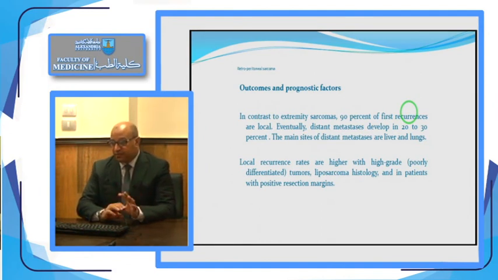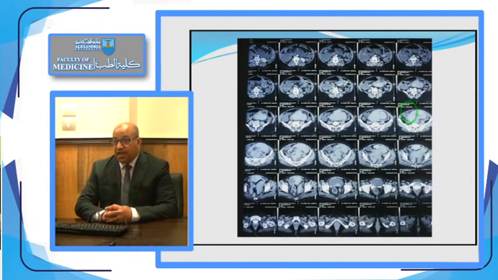The main sites of distant metastasis, as we said before, are the liver and the lungs. Local recurrence rates are higher with high-grade, poorly differentiated tumors, liposarcoma histology, and in patients with positive resection margins. This is a case of retroperitoneal sarcoma. As you see here, we have a very huge tumor in a female patient.